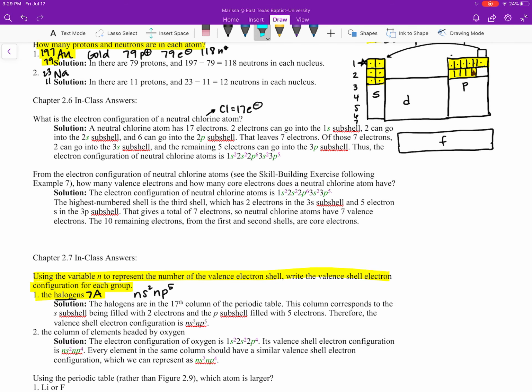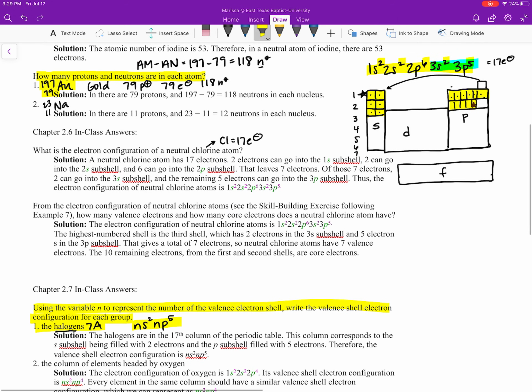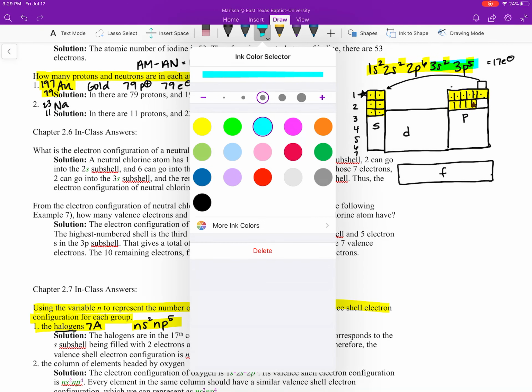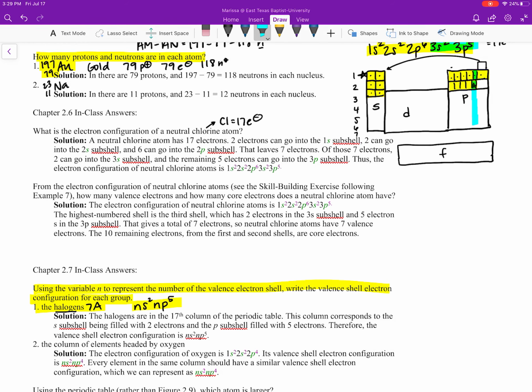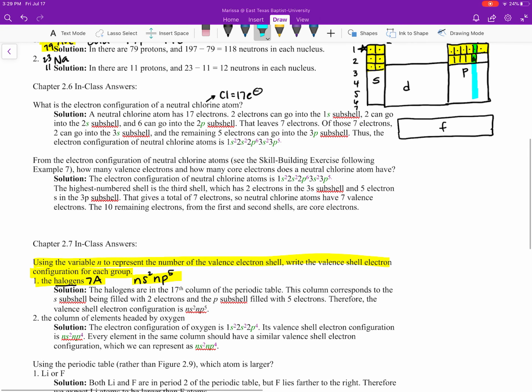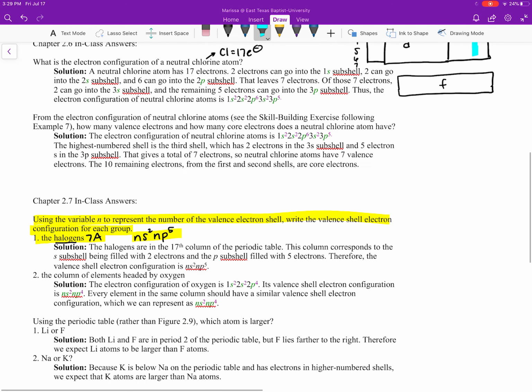So that's a generic form, because no matter what halogen I represent, whether it's in the second row, third row, fourth row, fifth row, sixth row, seventh row, they're always going to have s2 and p5. The one thing that's going to differ is the 2, 3, 4, and 5 that plugs into the n.